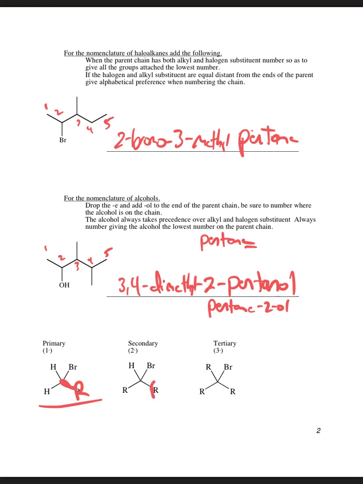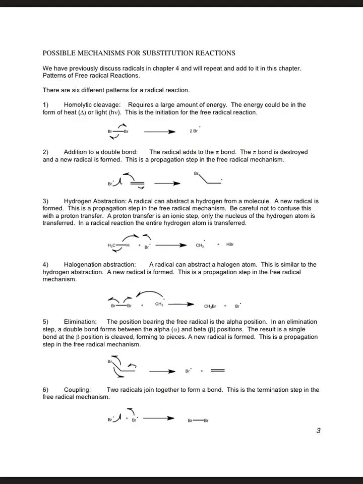Okay. A primary halide is one with one R group on it. A secondary halide has 2 R groups on the carbon containing the leaving group, and a tertiary one has 3 R groups on the carbon containing the bromide. Okay, so primary carbon, secondary carbon, and a tertiary carbon are there. And those will be very important in this chapter because the different reactivities of the molecule depend on what we have.